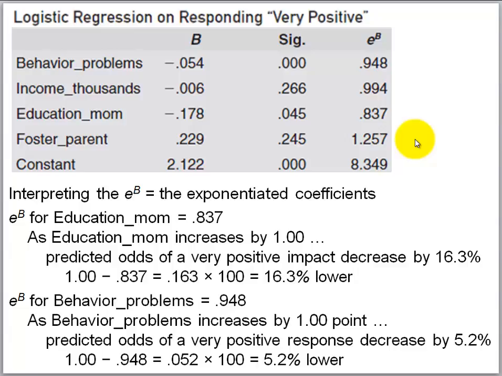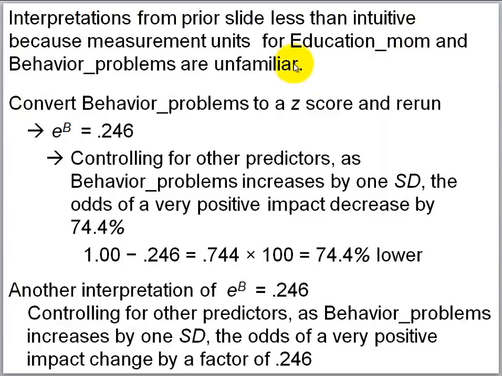So this is conveying greater odds of a very positive response where the adoptive parent was a prior foster parent. That is where the predictor is coded as 1 rather than 0. The interpretations presented in the prior slide are less than intuitive because the measurement units for education mom and behavior problems are unfamiliar to us and basically are unique to this particular study.